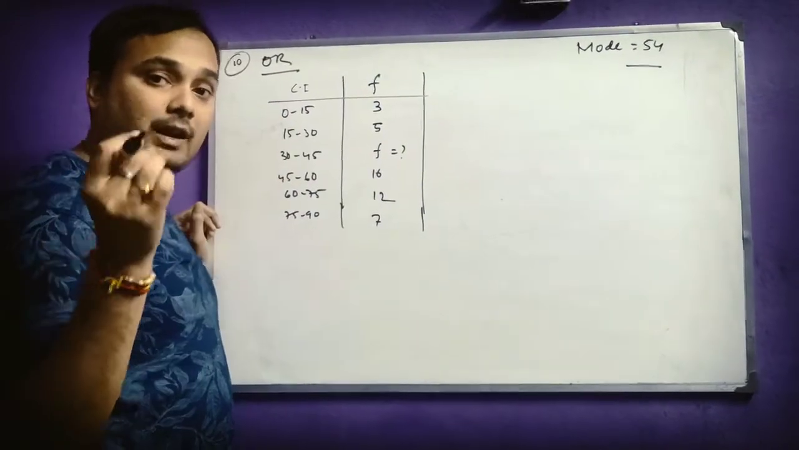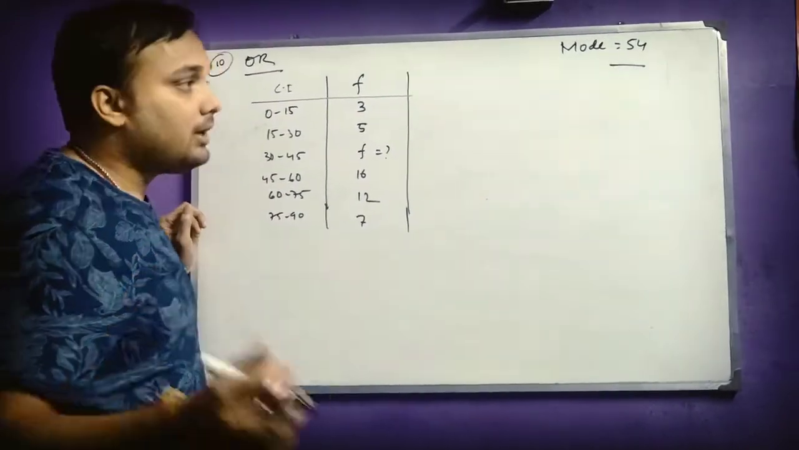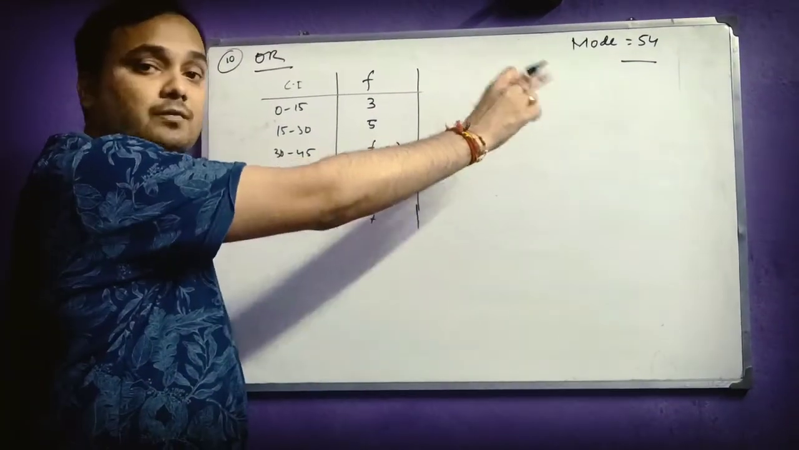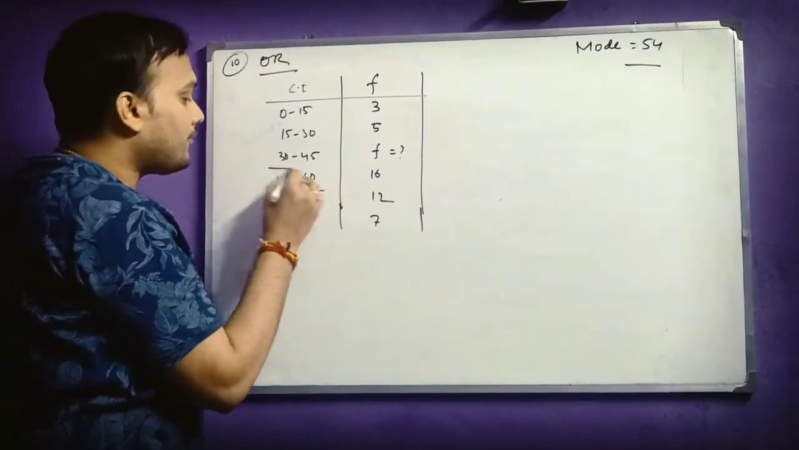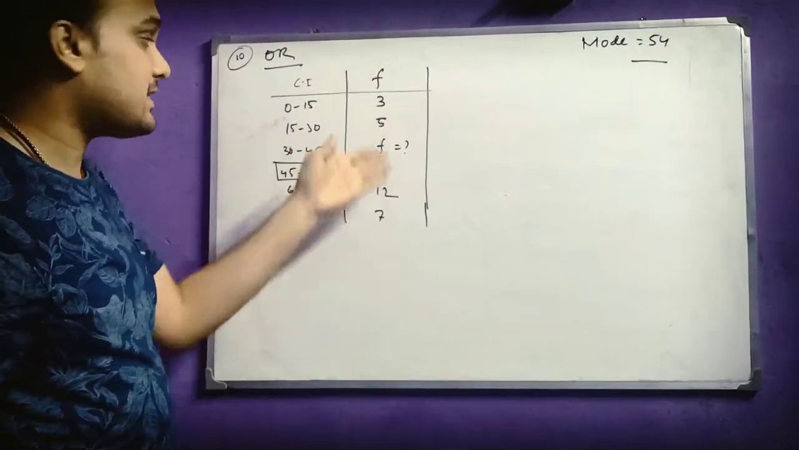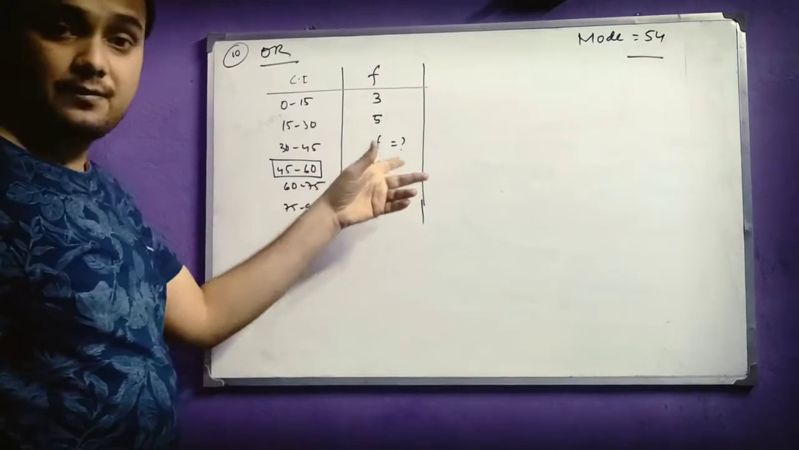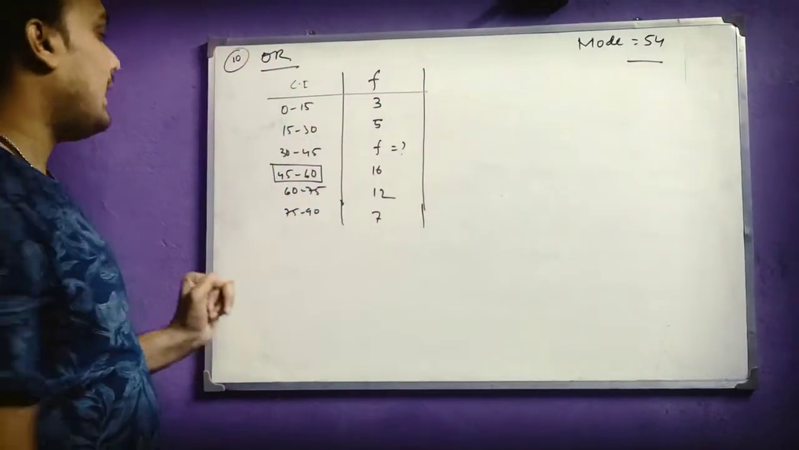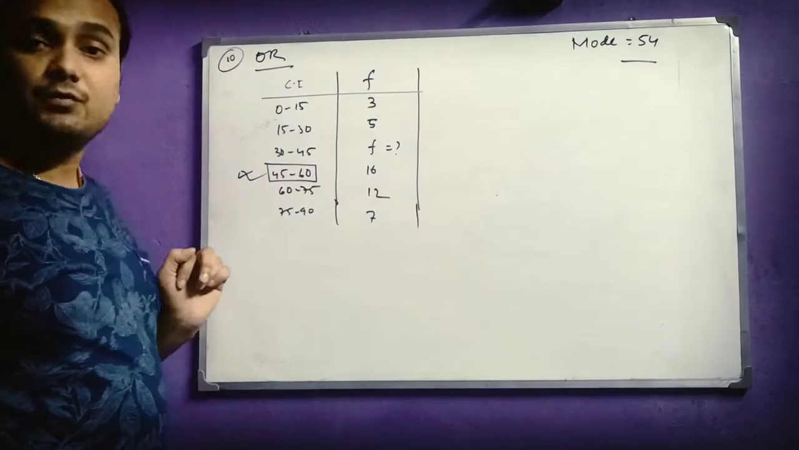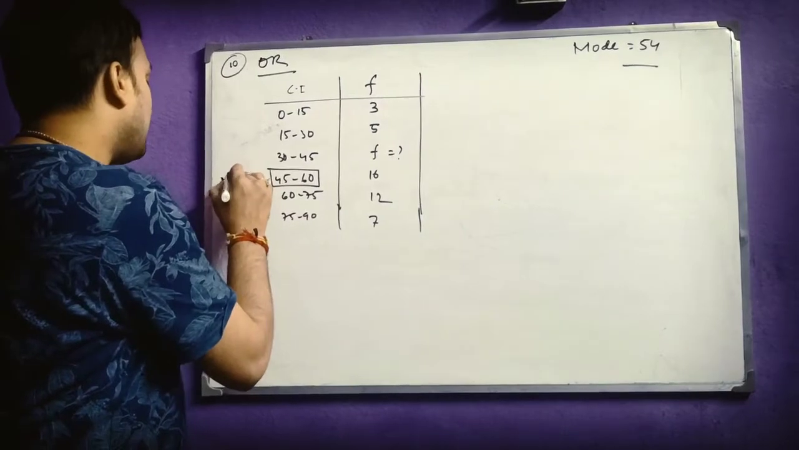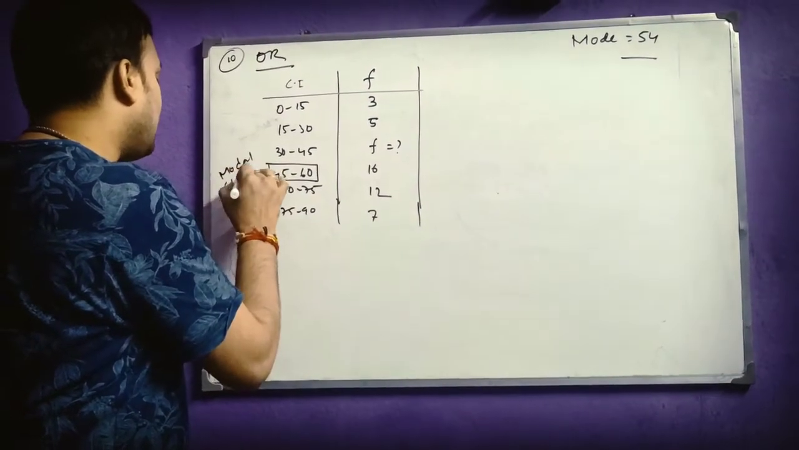But one thing will help you to find the modal class here. How? Because the mode is itself given in the question, which is 54. And this mode 54 lies in the interval of 45 to 60. So we cannot say which one is the maximum frequency here, as f is unknown, but we know that the mode is 54 and this 54 lies in the class interval 45 to 60. So this is our modal class. So first you have to find the modal class.